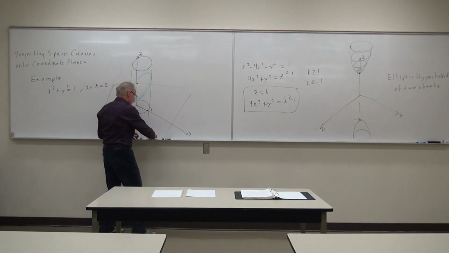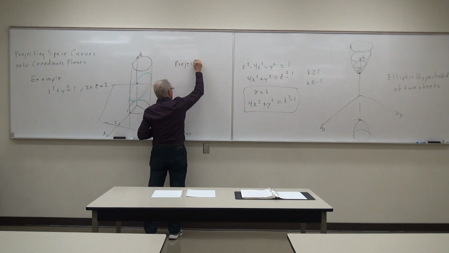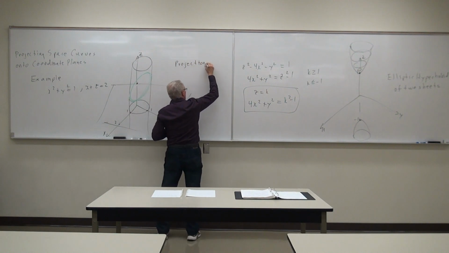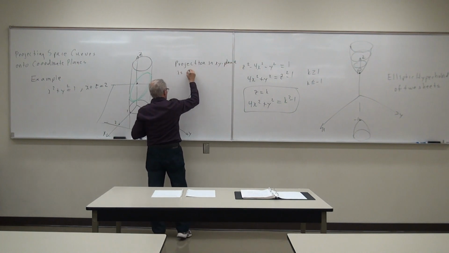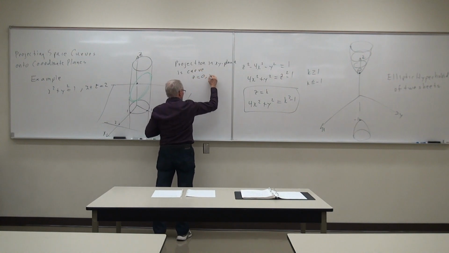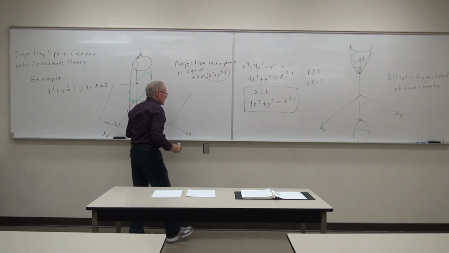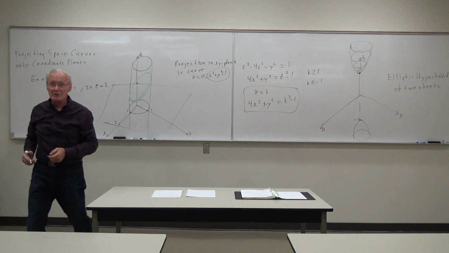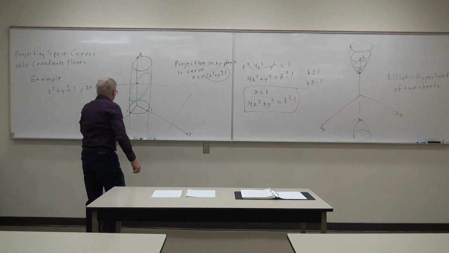So projection in the xy plane is the curve z equal to 0 along with x squared plus y squared is equal to 1. There's the projection in the xy plane. That's relatively easy to see. All right? Now let's go for the projection in the yz plane.